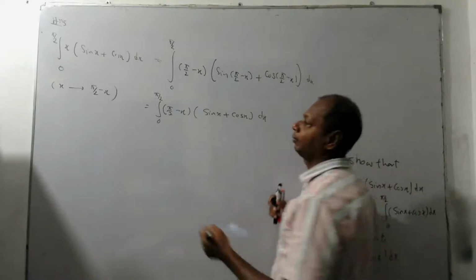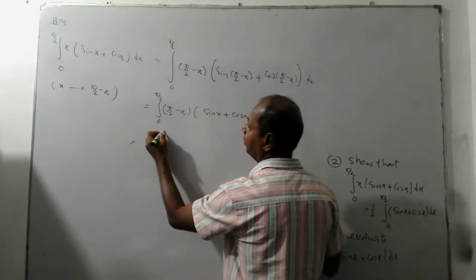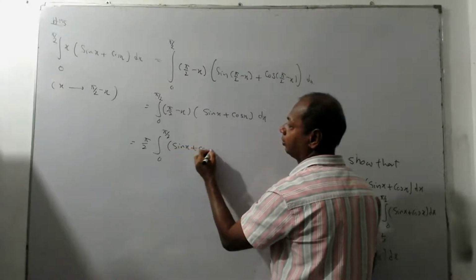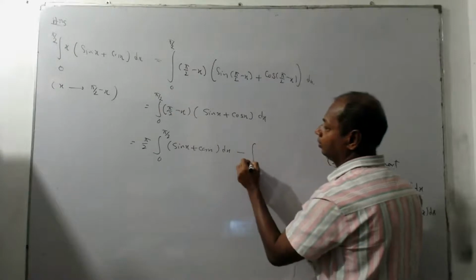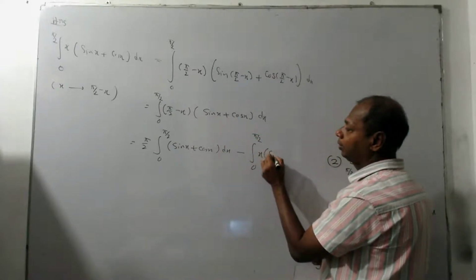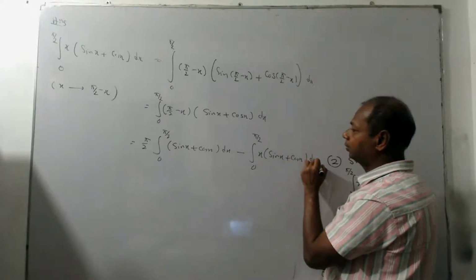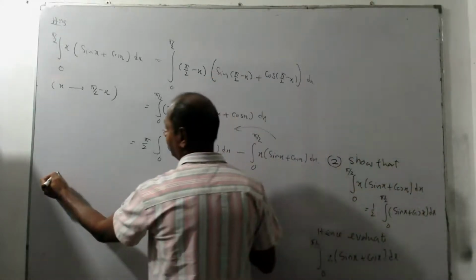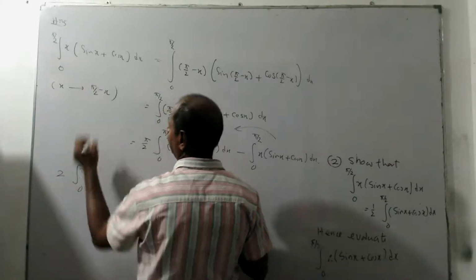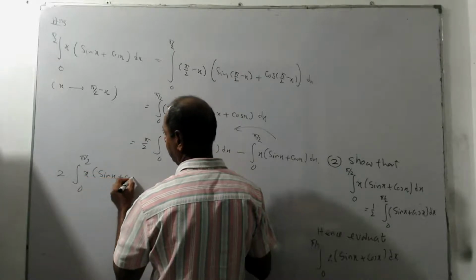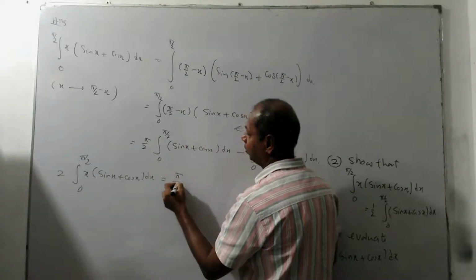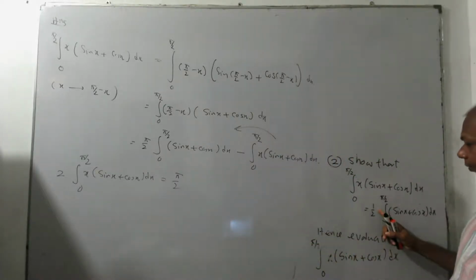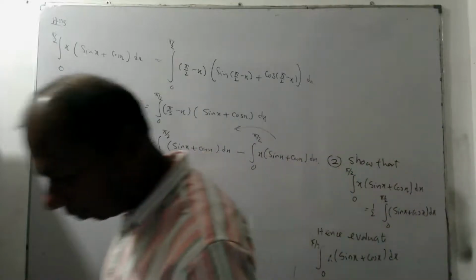Then open the brackets. At the same time, I can take pi by 2 out. Sin x plus cos x dx minus then 0 to pi by 2 x into sin x plus cos x dx. So it's the same thing on the left. We can take this to the other side. 2 times 0 to pi by 2 x into sin x plus cos x dx equals pi by 2 going out. It has to be not half. It has to be some pi by 2 or pi by 4.